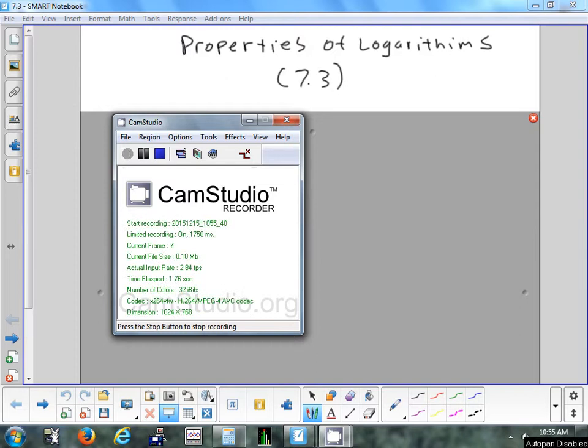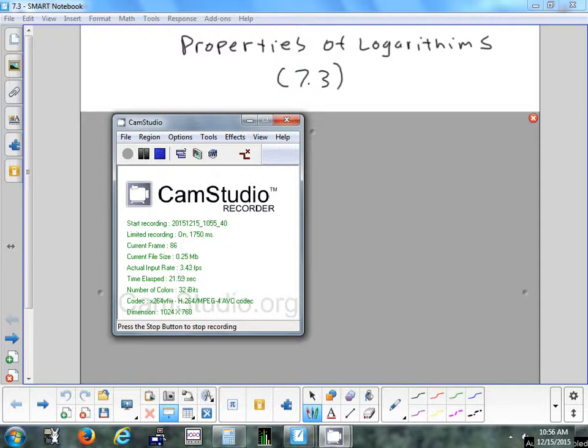So in section 7.3, we're going to look at a couple different things. We're going to look at some basic properties of logarithms. Okay, that'll be the first thing. That's pretty quick. Then we're going to look at how we can take logarithms and either combine them together, kind of like combining like terms. What can you combine? What can't you combine? Or how can we split them apart?